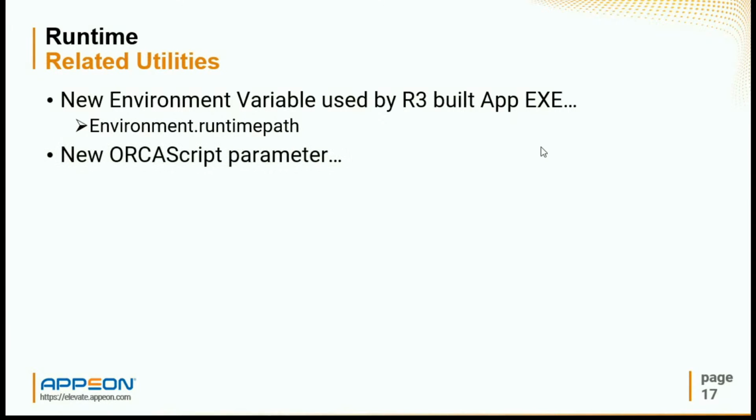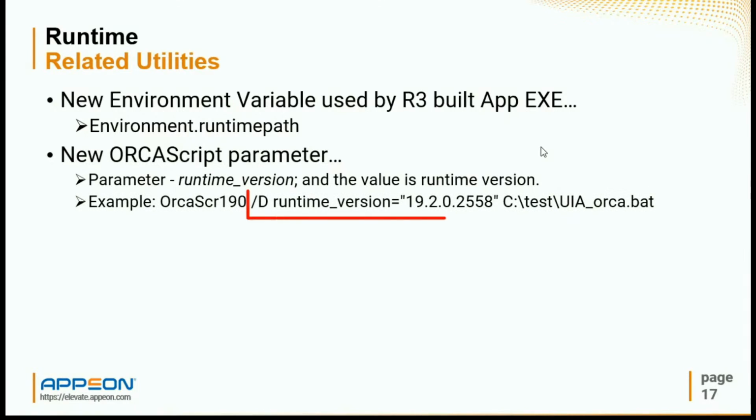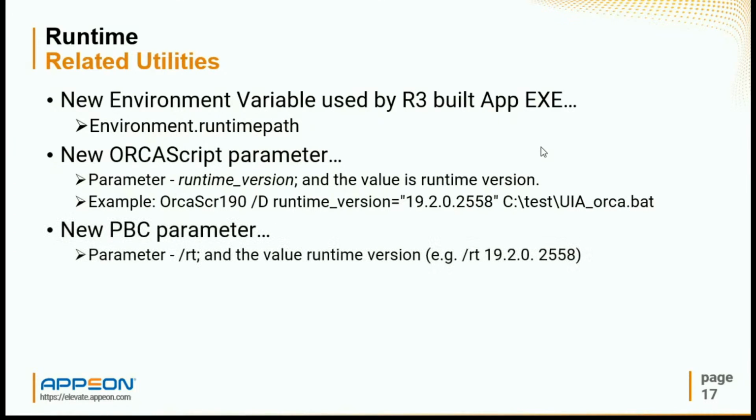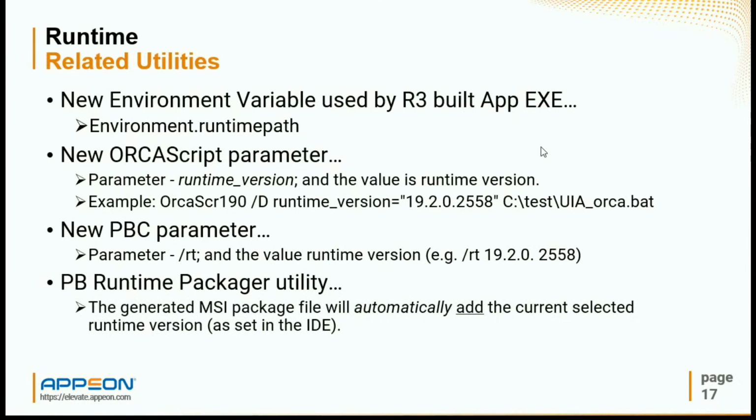When you run the updated OrcaScript utility, there's a new parameter, which is runtime version. For example, here you can see running the OrcaScript compiler with the runtime version /d set to 19.2 build 2558. The new PowerBuilder external compiler, of course, has a /RT, and we've seen that already when I looked in the project object of the IDE. It added the /RT based on the system options setting for the runtime in the IDE. And the PowerBuilder Runtime Packager utility as well has the ability to actually point to the selected current runtime.